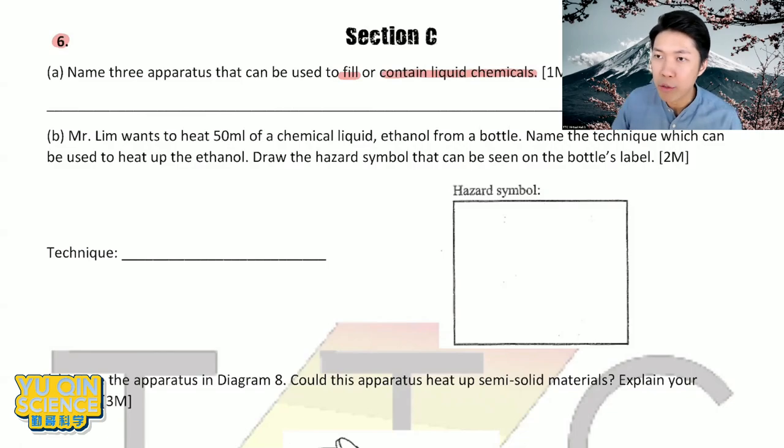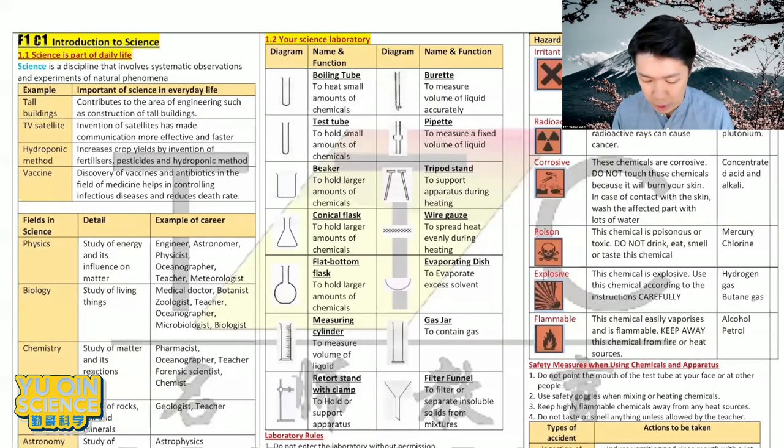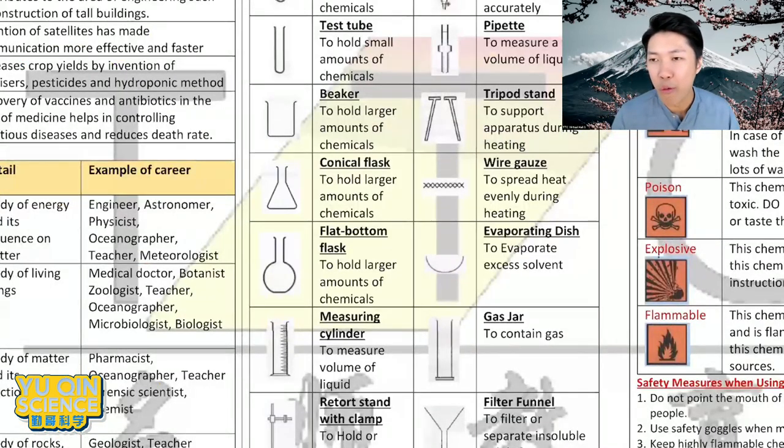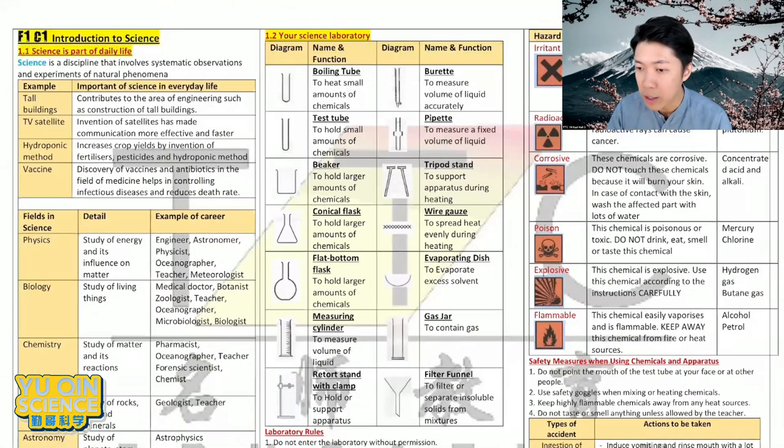Oh, I saw something. Round flat bottom flask. Correct, Mingyi. Yes. Flat bottom flask, something extra out of what we have, right? Do we have it here? Oh yes, we have. Flat bottom flask, and there's another one called round bottom flask. Correct. Conical flask, correct. Okay, cool.